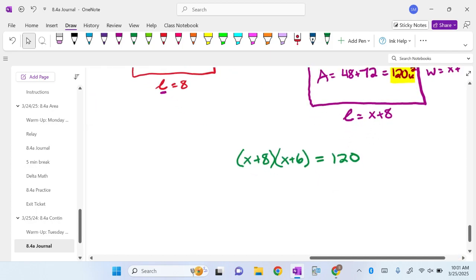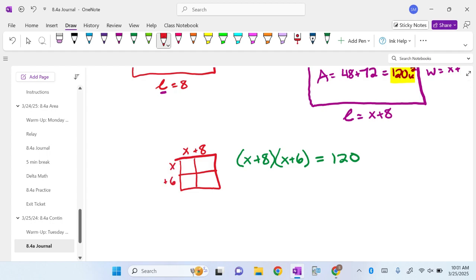Then you're going to do a quick box method to FOIL out those parentheses. I'm just going to do a very, very quick box. You should be very familiar with this by now. So x plus 8, x plus 6 on the side: x squared, 8x, 6x, 48. If I combine like terms, it would be x squared plus 14x plus 48 is equal to 120.